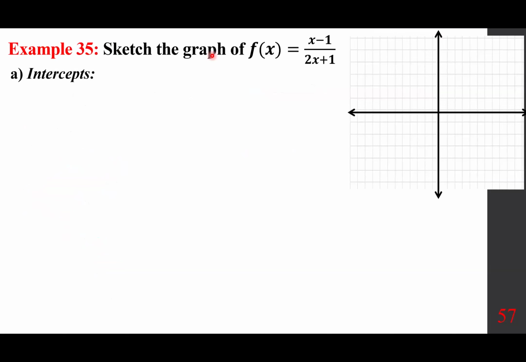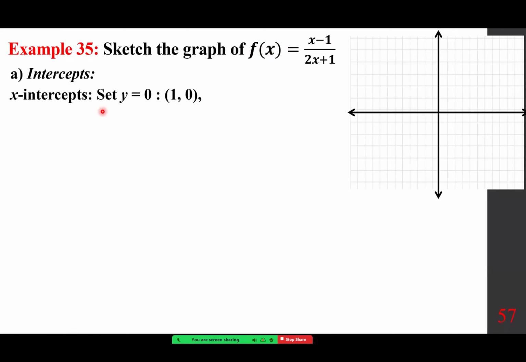We want to sketch the graph of f of x equals x minus 1 over 2x plus 1 with a little bit more detail than what we have done in pre-calculus or college algebra, by adding the information from calculus. So first, let's get the information from prior knowledge of mathematics. Intercepts. How did you find the x-intercept? You set y equal to 0.